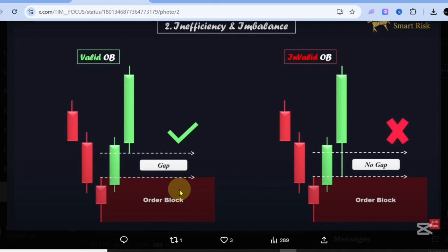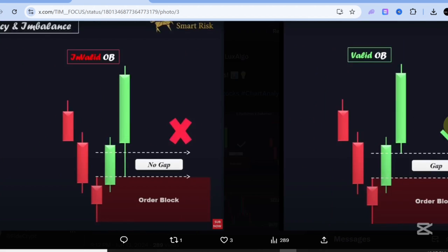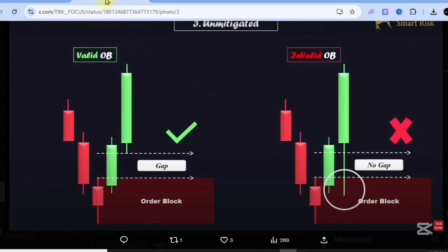And guys, this is what I talk about. You must see a gap between this candle and this one. There should be a gap. If there is a gap like this, it means that it's a valid order block. Guys, let's go ahead into the chart. Let me show you how an order block looks like.